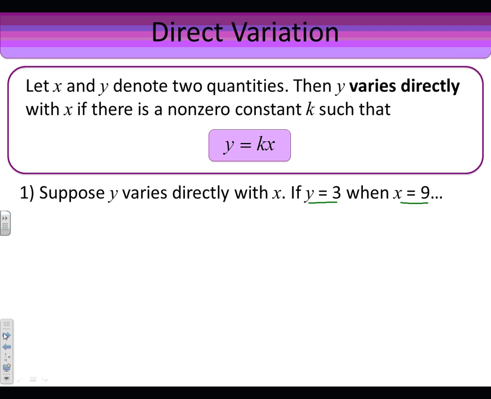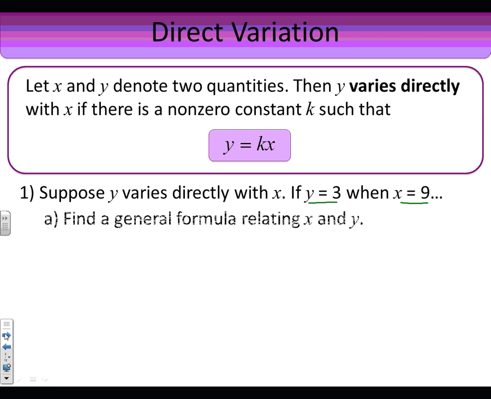We want to use that to come up with a general formula so that we can find any x or any y if we know the other. So if I know that y is equal to 3 when x is equal to 9, I first want to find a general formula that's going to relate x and y. Go ahead and write that down: find a general formula relating x and y.